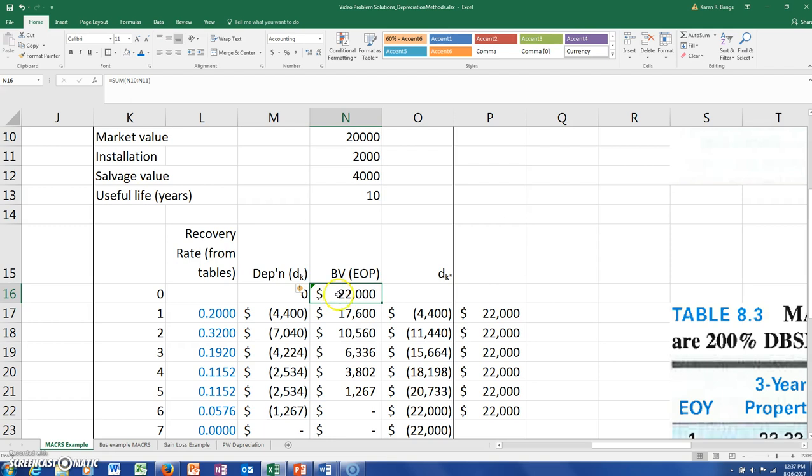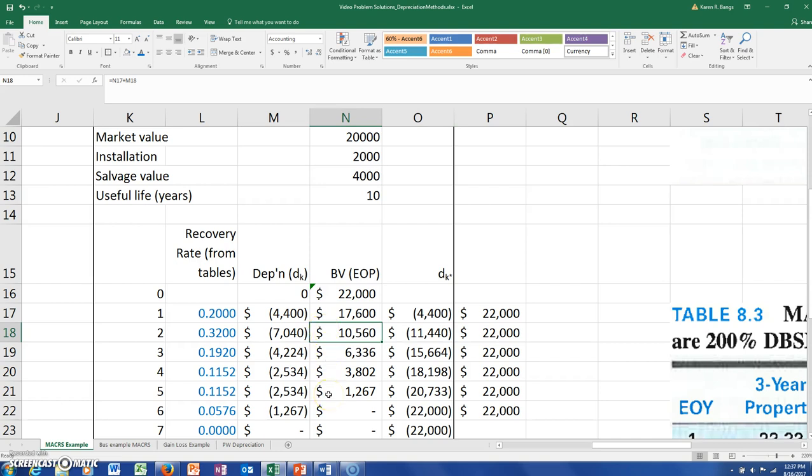So we put it into service at the end of year 0, beginning of year 1, and our remaining book value at the end of year 1 is going to be the book value at the end of year 0 minus the depreciation. So 22,000 minus 4,400 depreciation in year 1 leaves us with a remaining book value of 17,600 at the end of year 1. If we go to year 2, our ending book value is now our beginning of period book value, which was 17,600, minus the depreciation for the period, 7,040, gives us a remaining book value at the end of year 2 of 10,560.